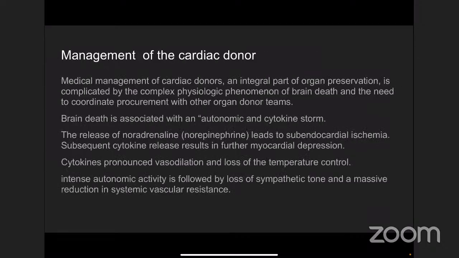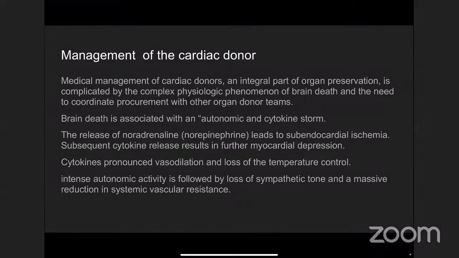Management of the cardiac donor. Medical management of the cardiac donor, an integral part of organ preservation, is complicated by the complex physiological phenomena of brain death and the need to coordinate with other organ donor teams.